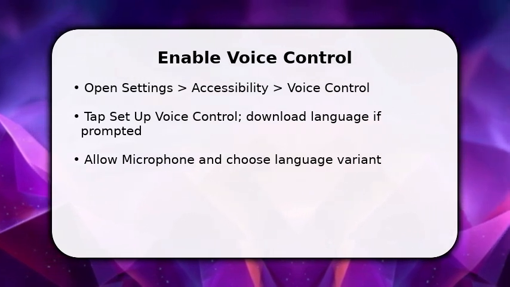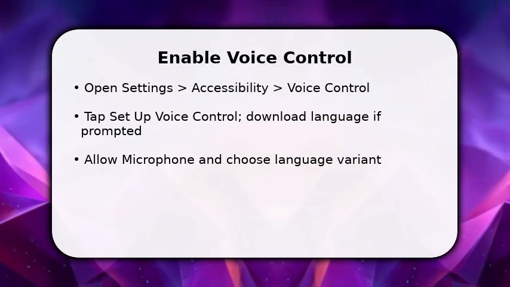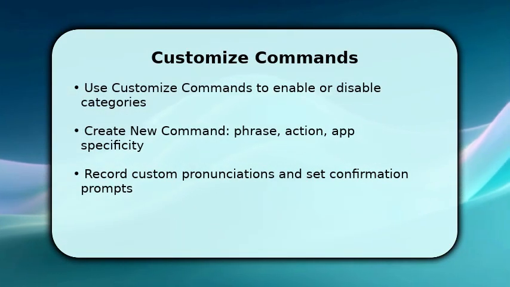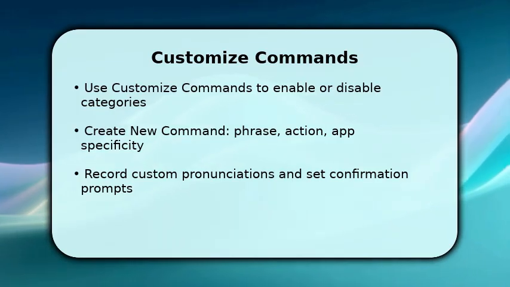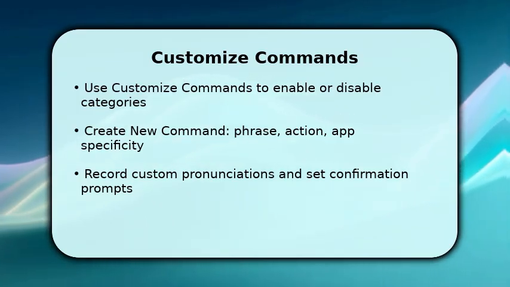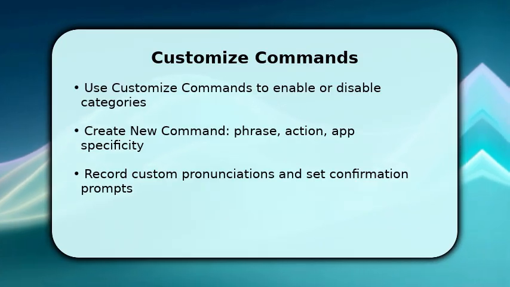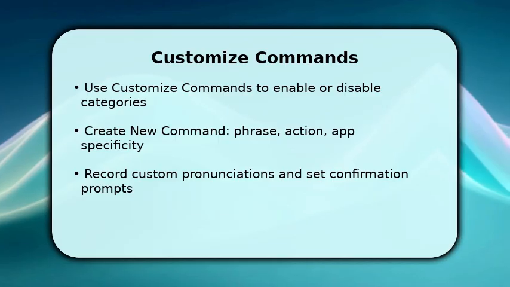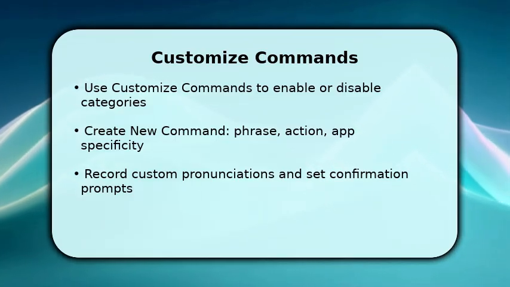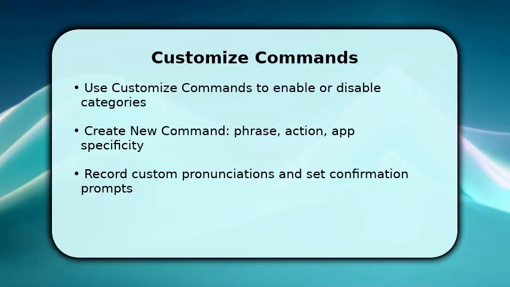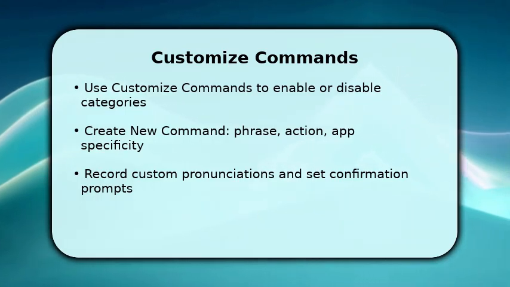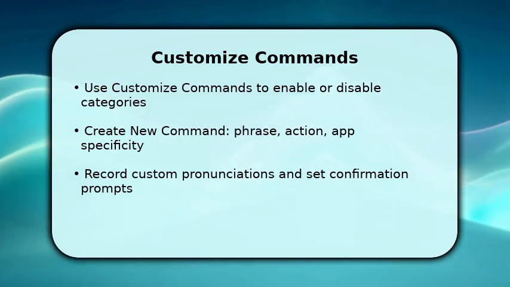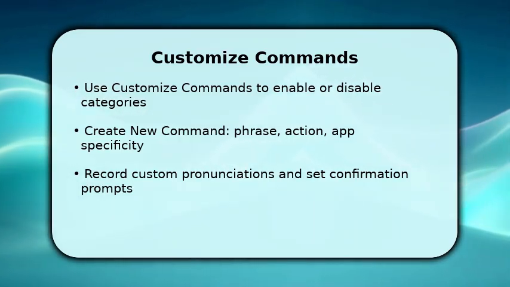or train any commands. Next, you'll tailor voice control to your habits. Go to Customize Commands to turn command groups on or off, like navigation or editing. To add a new command, type the phrase you'll speak, assign the action such as a tap or text insertion, and restrict it to an app if needed. This reduces accidental triggers. Once done, record pronunciations or set confirmation prompts for risky actions. Make sure to test each custom command immediately, so you refine phrasing and reduce false positives.